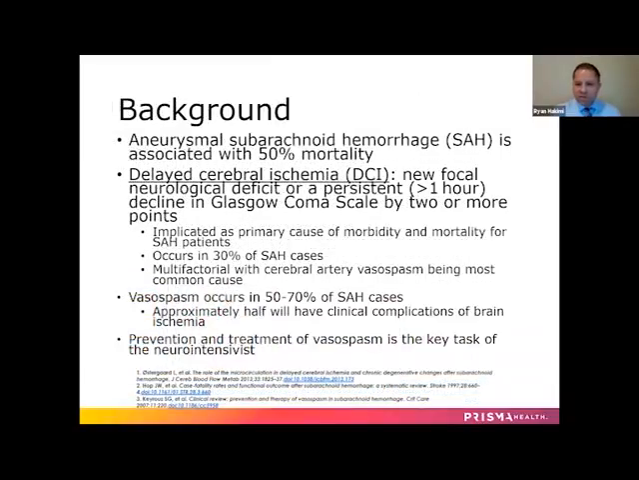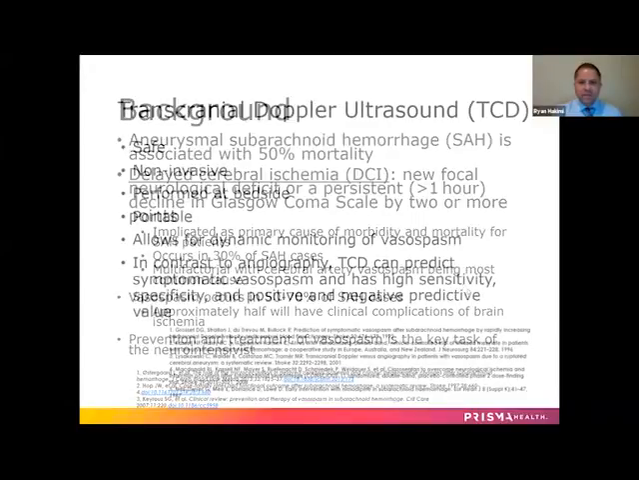So as we all know, delayed cerebral ischemia is our primary concern when we're talking about vasospasm. And most importantly on this slide is to look over here and to say that vasospasm occurs in about 50 to 70% of subarachnoid hemorrhage patients, and approximately half of those will have clinical complications of brain ischemia. So if you think about it, it's about 20% or 25% of people, and that's our job as the neurocritical care team, is the prevention and treatment of vasospasm. And so using as many tools as possible to make these determinations is quite valuable for us.